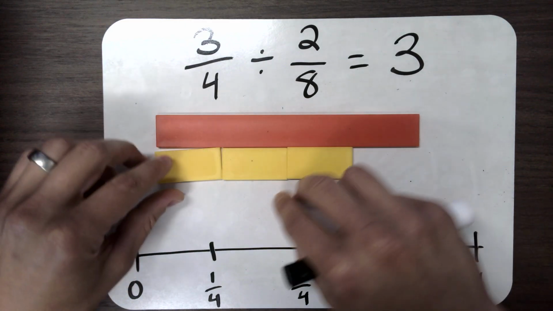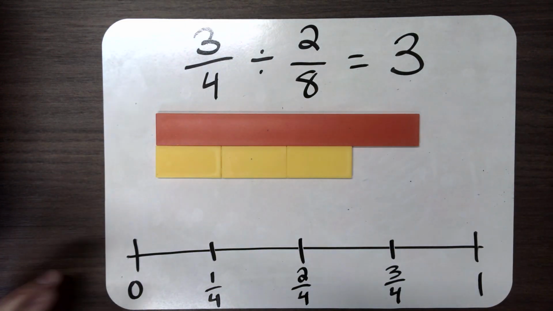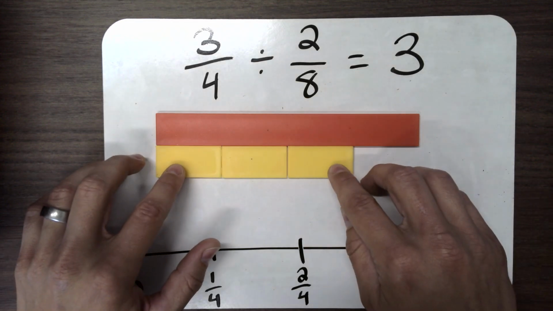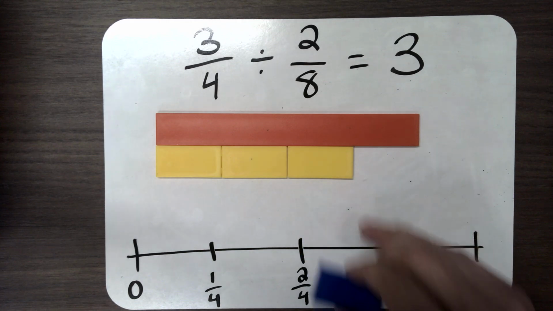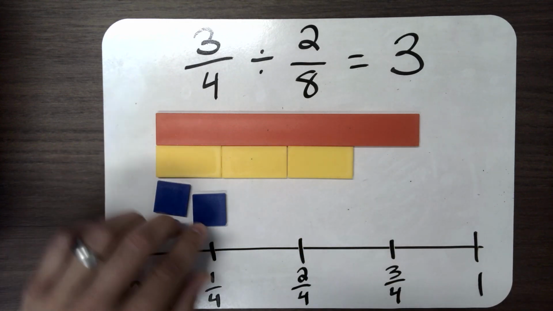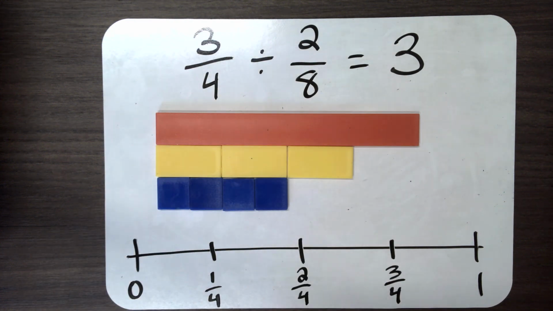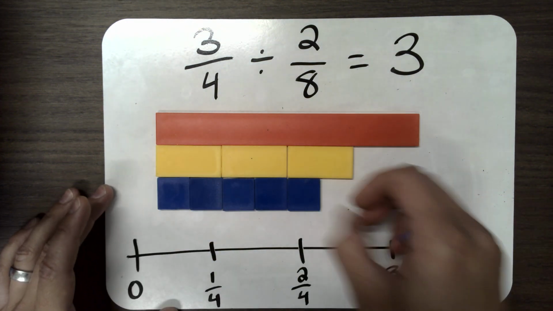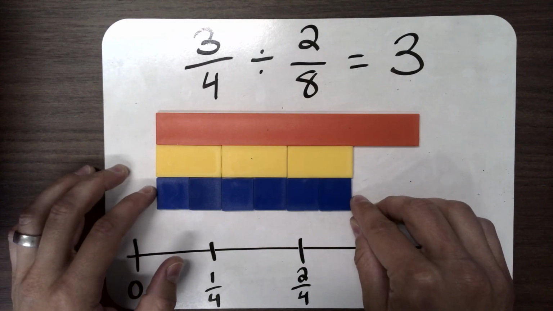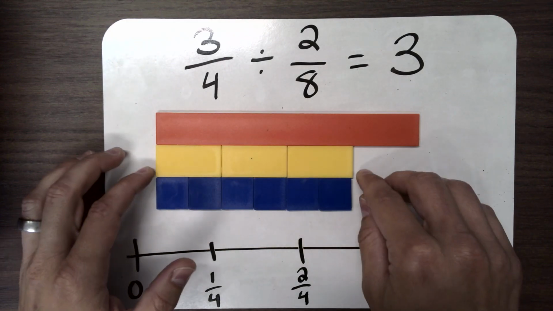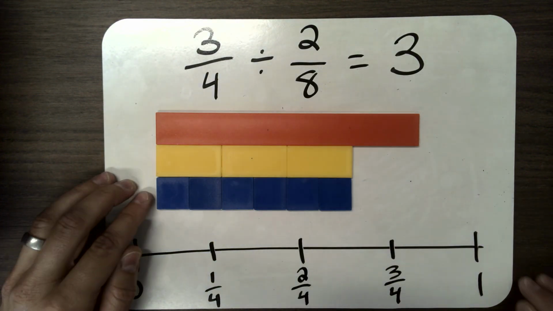So we have 3/4. We want to create groups with a size of 2/8. We don't have any eighths in our model, right? We just have fourths. So our first step is to represent this length using eighths. Okay, so you can see we have 6/8 now, and they have the exact same length as that 3/4, so it's an equivalent fraction.